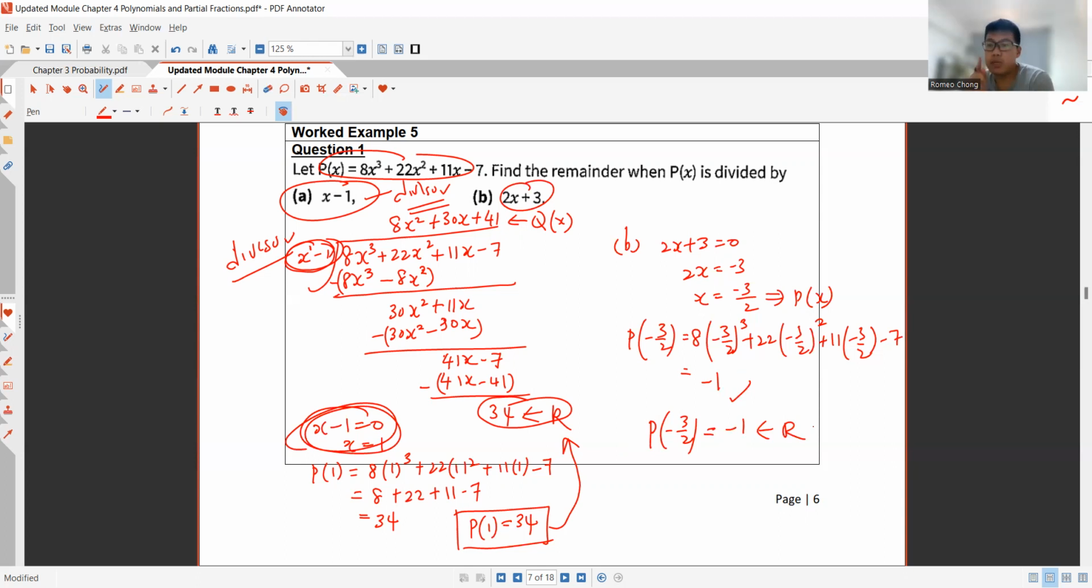I already explained to you by using the long division to prove the remainder theorem. Okay, to prove the remainder that is correct. And you can use it for the rest of the questions already. That means you don't need to do the long division.